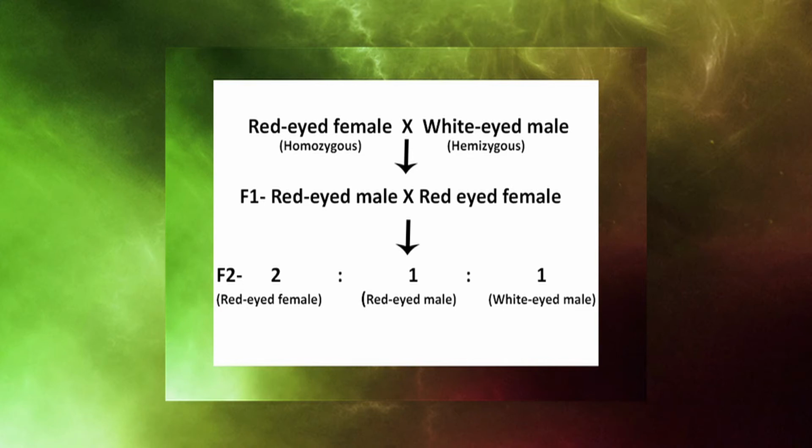When the red-eyed male and female flies of F1 are intercrossed, the F2 flies are in the ratio of 2 red-eyed females to 1 red-eyed male to 1 white-eyed male. Thus, the red-eyed and white-eyed flies are in the ratio of 3:1 in F2 generation, that is the Mendelian monohybrid ratio.